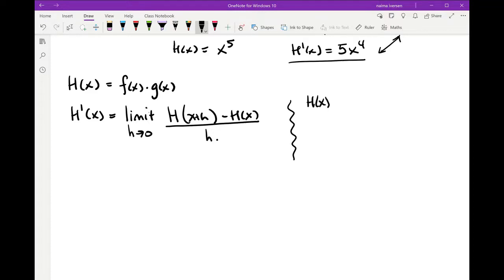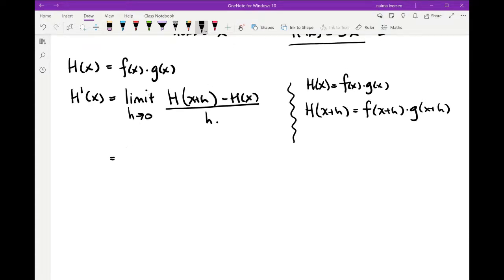If h of x is equal to f of x times g of x, then h of x plus h, little h, is equal to f of x plus little h times g of x plus little h. And so what I get is this. I get the limit as h goes to 0 of f of x plus h times g of x plus h minus h of x, this guy right here, which is f of x times g of x, and it is all divided by little h.